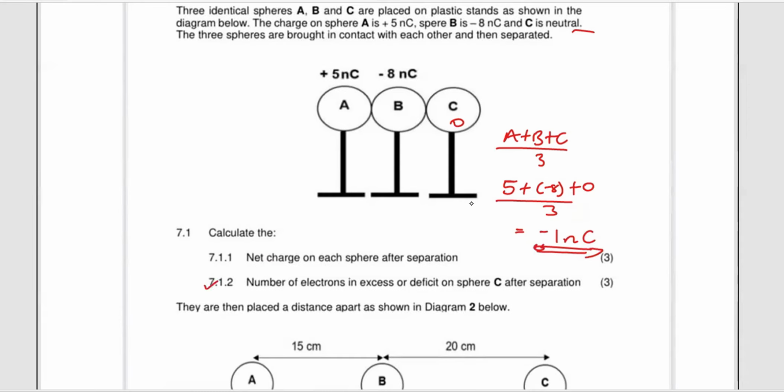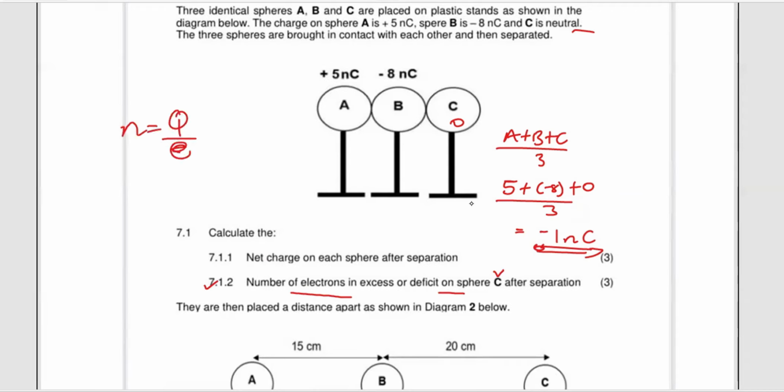And then calculate the number of electrons in excess or deficit on sphere C. So sphere C had 0. Okay. And then it attained negative 1 nanocoulomb charge, sorry, not electrons. So for us to get the number of electrons, we normally use this formula.